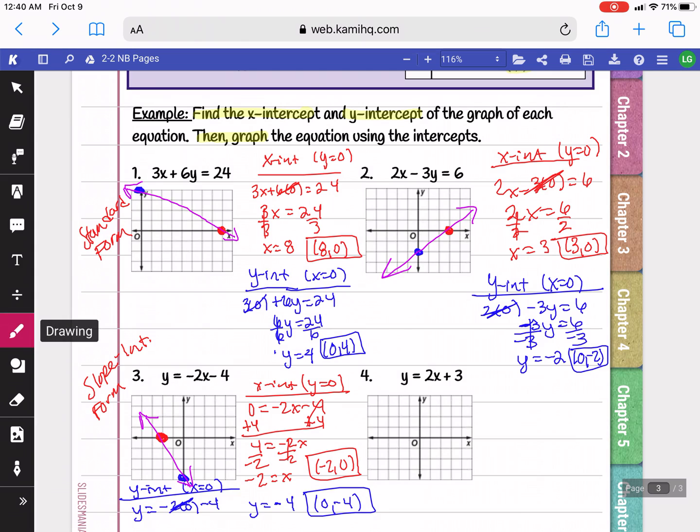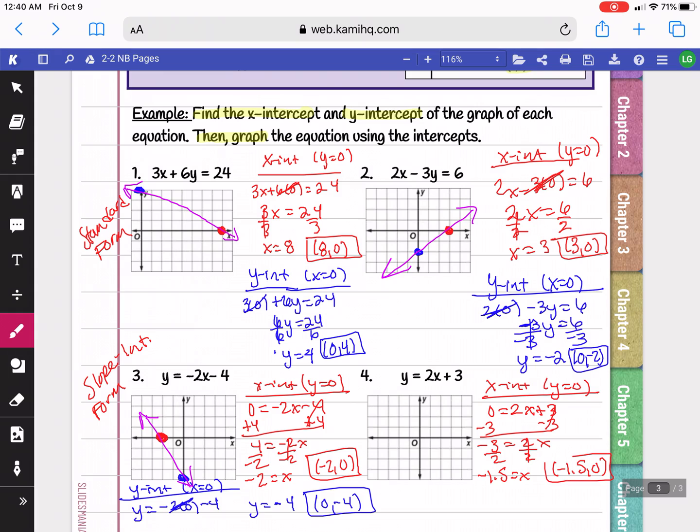This last problem, we're going to start with our x-intercept. We're plugging in 0 for y. I'm going to solve for x, so I would do -3. And then I would divide by 2. -3 divided by 2 is -1.5. So my x-intercept is at -1.5. When I graph that point, it's going to be between -1 and -2.